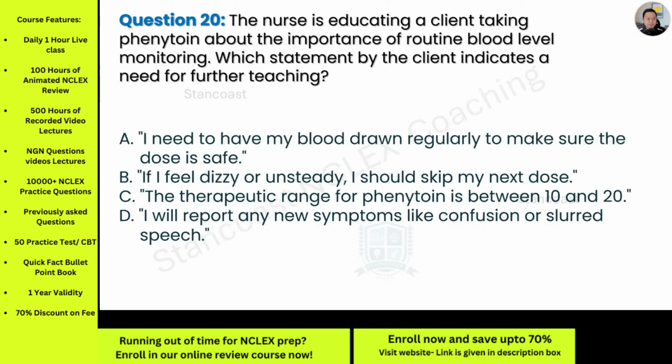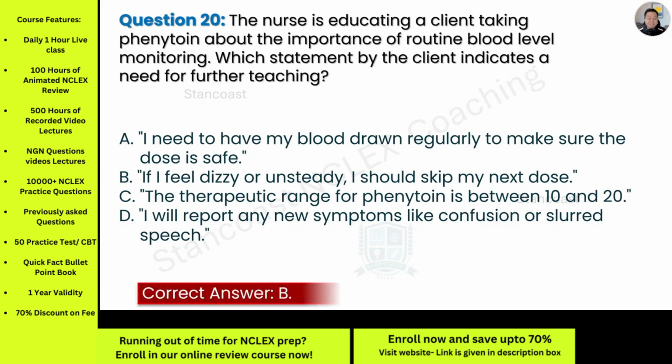Let's have number 20. The nurse is educating a client taking phenytoin about the importance of routine blood level monitoring. Which statement by the client indicates a need for further teaching? A, I need to have my blood drawn regularly to make sure the dose is safe. B, if I feel dizzy or unsteady, I should skip my next dose. C, the therapeutic range for phenytoin is between 10 and 20. And D, I will report any new symptoms like confusion or slurred speech.